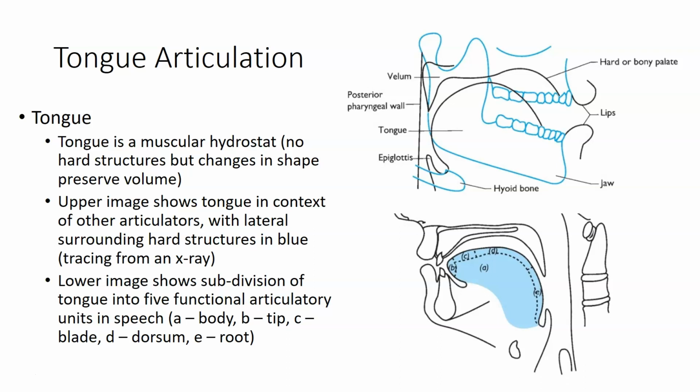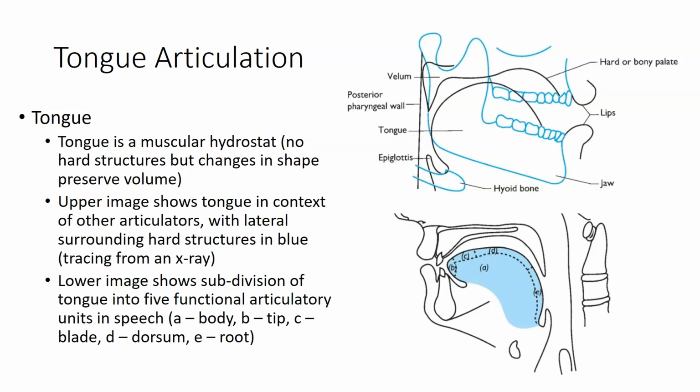In the upper right image, we have the tongue in the context of the other articulators. And in blue, we have structures outside of the midline that would be lateral to the tongue, shown here. This image was made by tracing an X-ray of the vocal tract in a person.